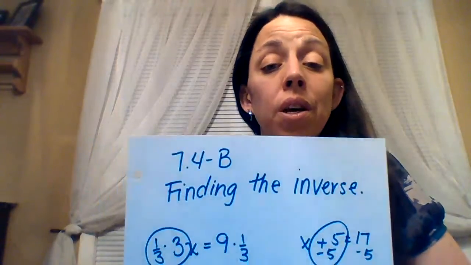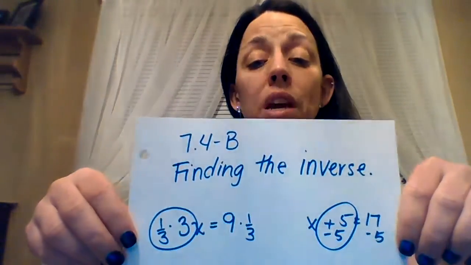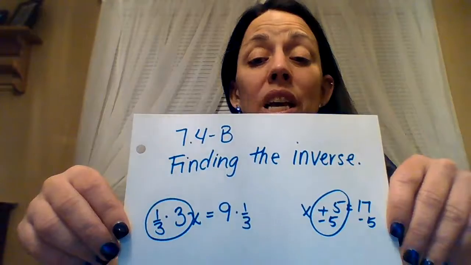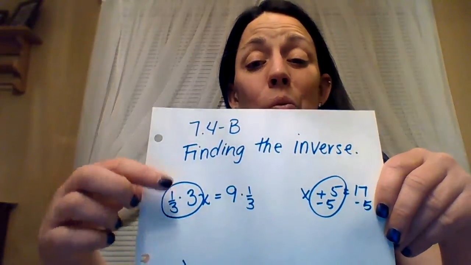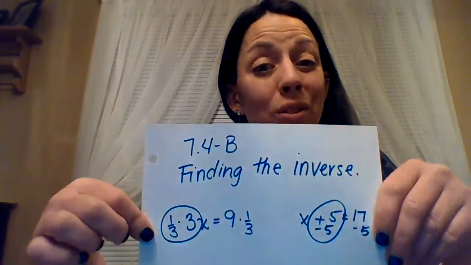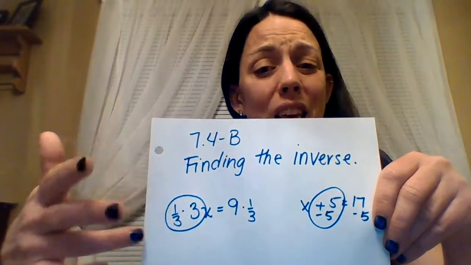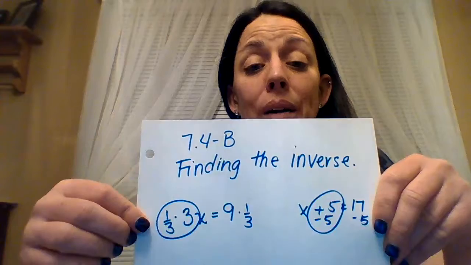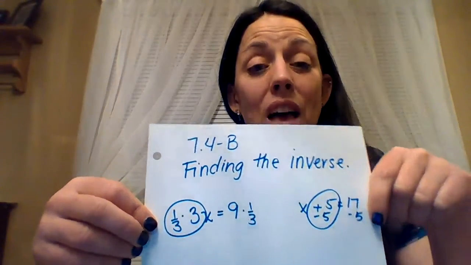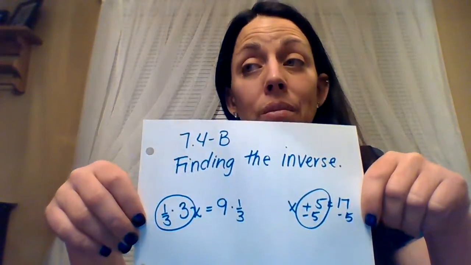And so today's lesson we are learning how to find something called the inverse. All right, and we've known inverses for a long time, actually. I have them circled here. 1/3 and 3 are inverses of each other. I know sometimes we say 3 divided by 3. That's the same thing as 1/3. Plus 5 and minus 5 are inverses of each other.